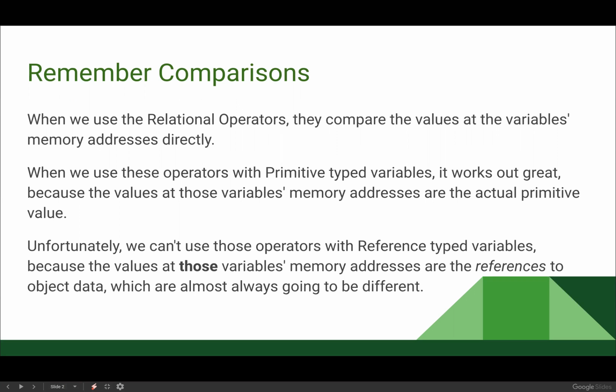So when we use those operators with a primitive variable, that's fine because the values at those variables' memory addresses are the actual primitive value. So I can compare a primitive value to a primitive value just fine. I'm going to show an illustration just so we can have a better representation of this. But we cannot use those operators with reference type variables and expect to actually compare them, because the values at those variables' memory addresses are the references to the object data, which is almost always going to be different.